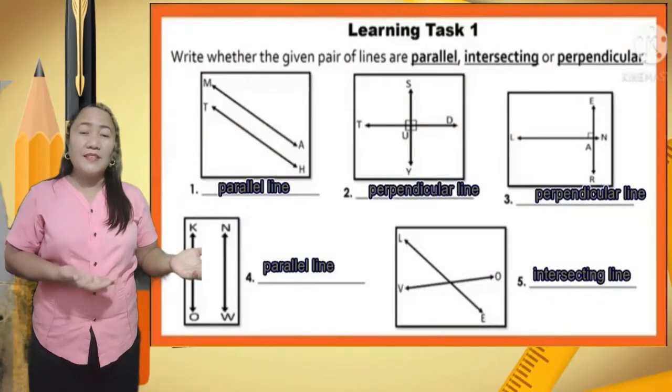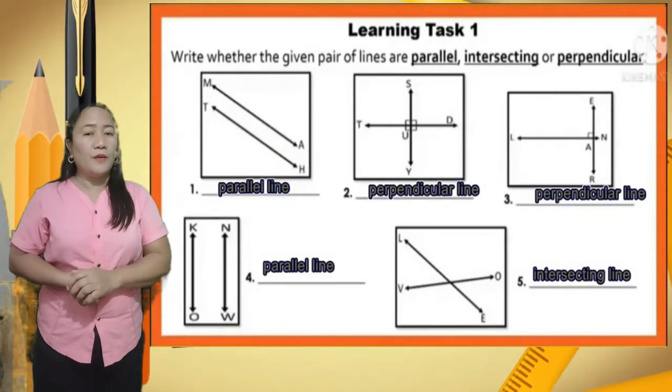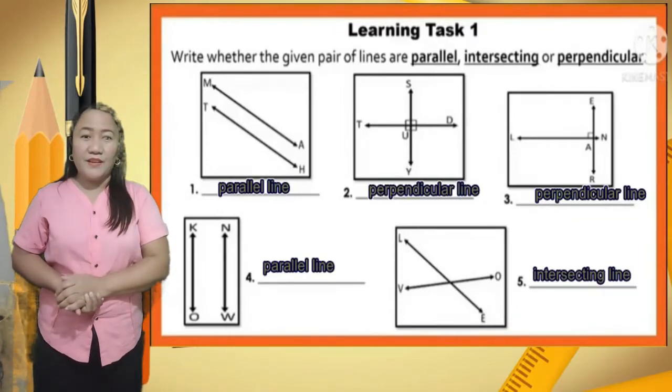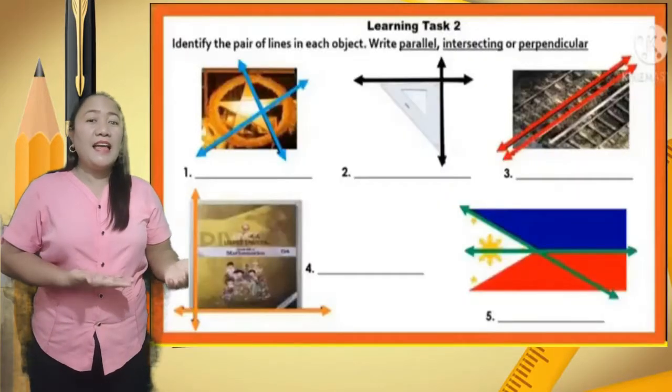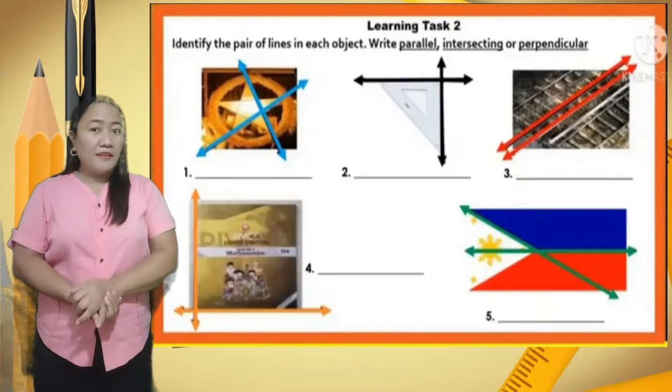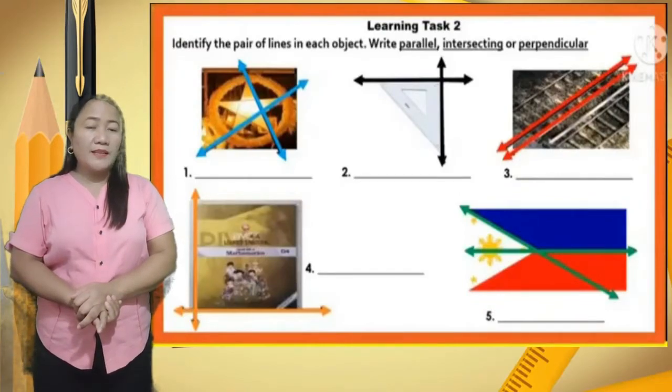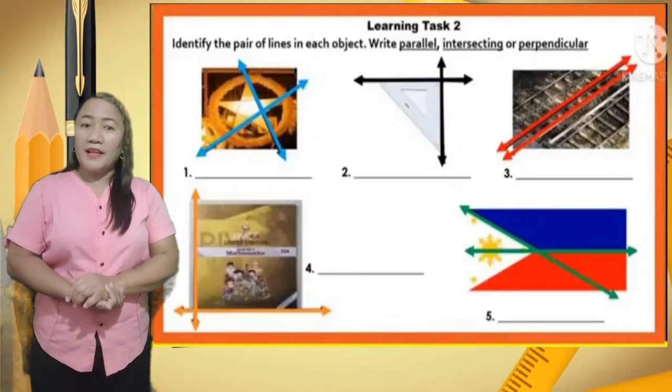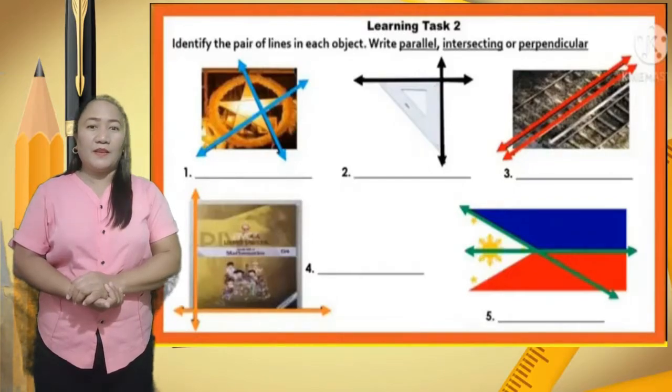Here are the correct answers. If your answers are all correct, then you are doing a great job. Learning task number 2. Identify the pair of lines in each object. Write if it's parallel, intersecting, or perpendicular.